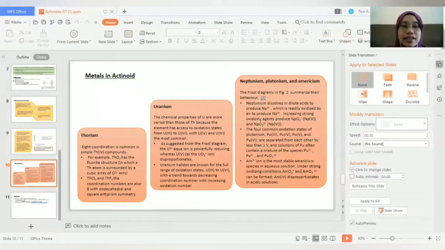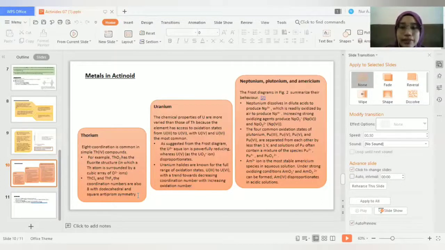Next are examples of metals in the actinides. There are several metals, such as thorium, uranium, neptunium, plutonium, and americium. Thorium has a common coordination number of 8, and the common oxidation state is thorium 4. For example, thorium oxide has the fluorite structure, in which a thorium atom is surrounded by a cubic array of oxygen ions. In thorium chloride and thorium fluoride, the coordination number is also 8, with dodecahedral and square antiprismatic symmetry.